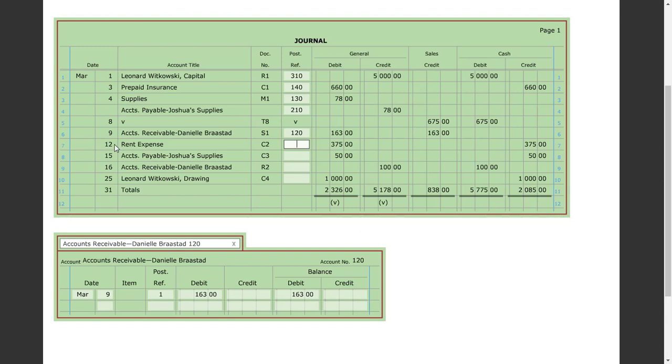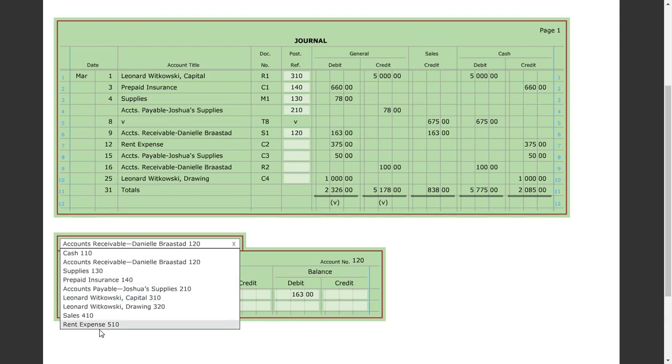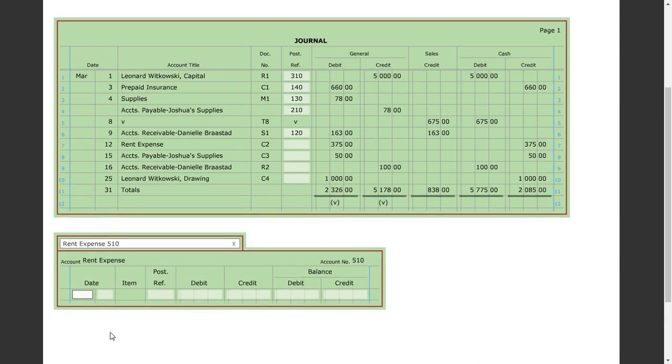Line 7, date of the 12th. We're going to rent expense. March 12th, post reference is 1. And I am debiting it $375. It had a previous balance of 0, so I'm going to debit it for $375 in my balance column. Account number 510 goes back up on top. Line 8, accounts payable, Joshua Supply.